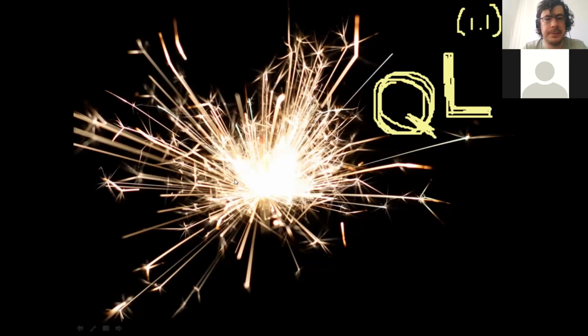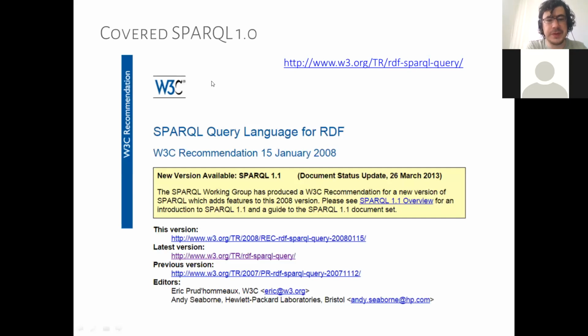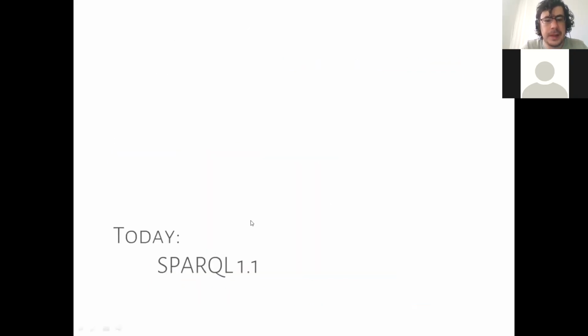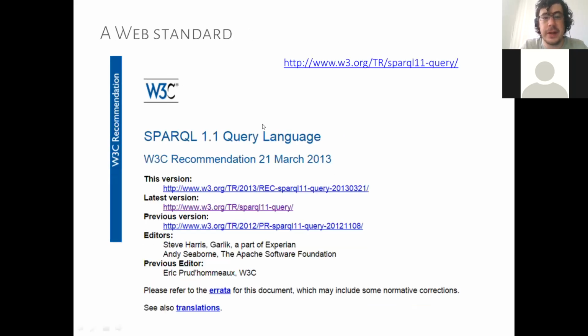So previously, we spoke about SPARQL, but we had focused primarily on SPARQL 1.0. So SPARQL 1.0 was recommended in 2008. And since then, there's this new version, SPARQL 1.1, that has been released. So we're going to focus today on this new version, which was recommended by the W3C, the World Wide Web Consortium, a standards body for the web, in 2013, the extended version of SPARQL called SPARQL 1.1.